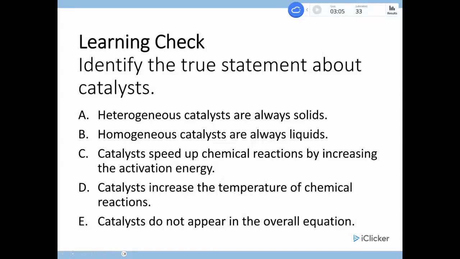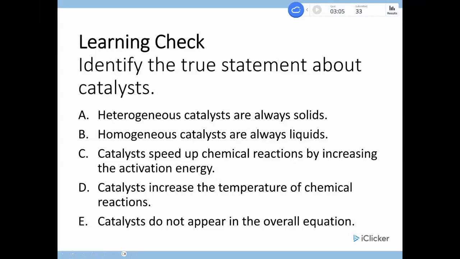C says catalysts speed up chemical reactions by increasing the activation energy. Well, increasing the activation energy of a reaction would mean that the reaction occurs slower. It's increasing the energy required for the reaction to occur. So that's definitely not speeding up any reaction.